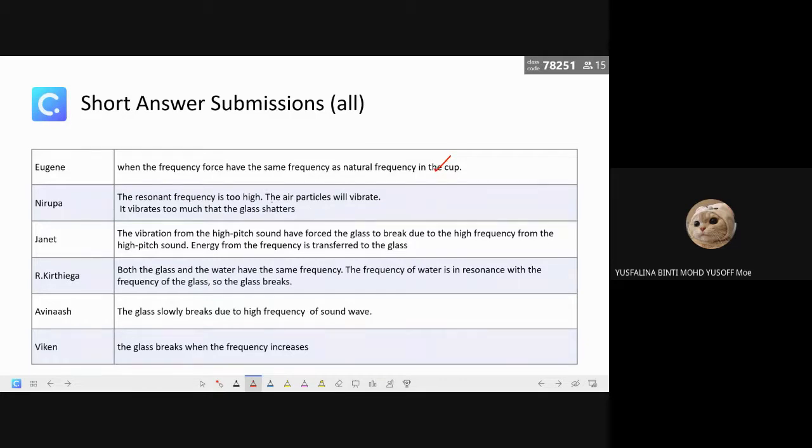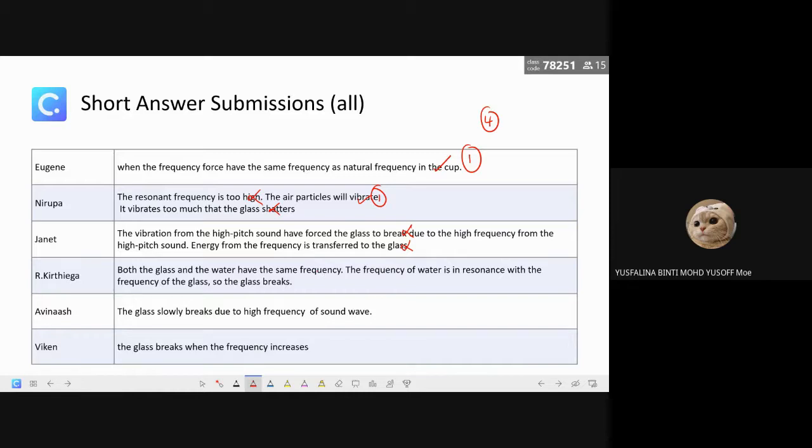For this one, from 4 marks, I will give 4 marks. For this one, I will give 1 mark. This is wrong: the vibration from the high pitch has forced the glass to the high frequency. The energy is transferred. No, because you have to say the same. Resonance happens when the frequency of the sound is the same as the natural frequency of the object, then it will start to vibrate.